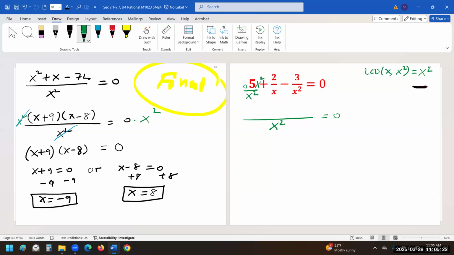How can we make the x in the second denominator into x squared? Multiply by x. Do we have any problem with the third denominator? No, so leave it alone. That means we are ready to combine the numerators. 5x squared plus 2x minus 3.